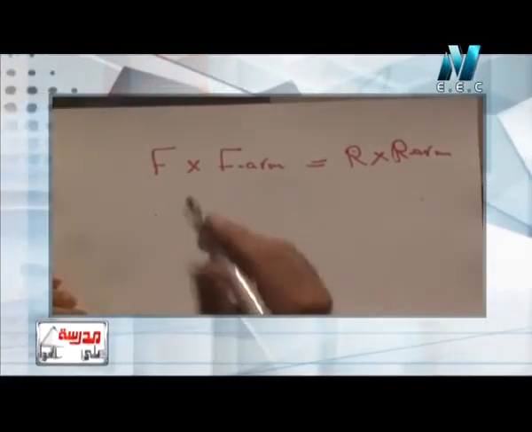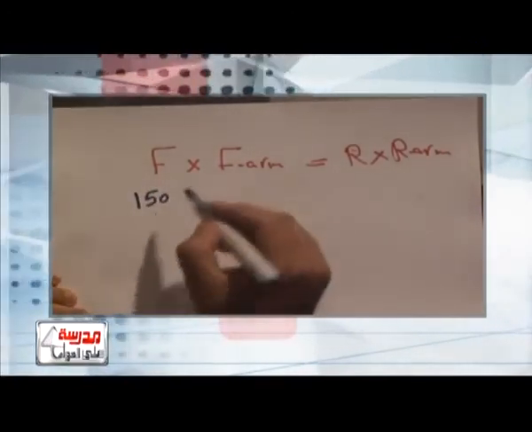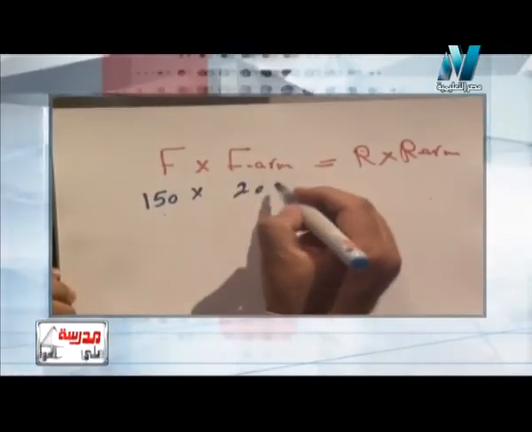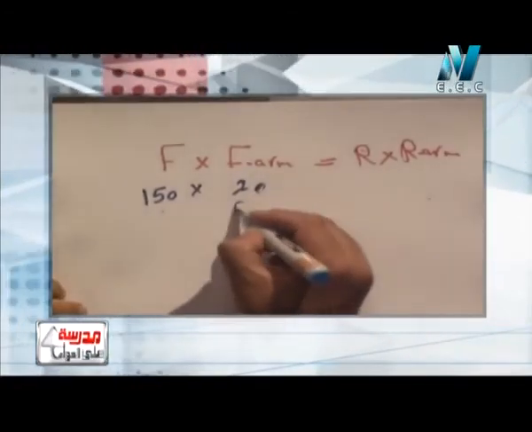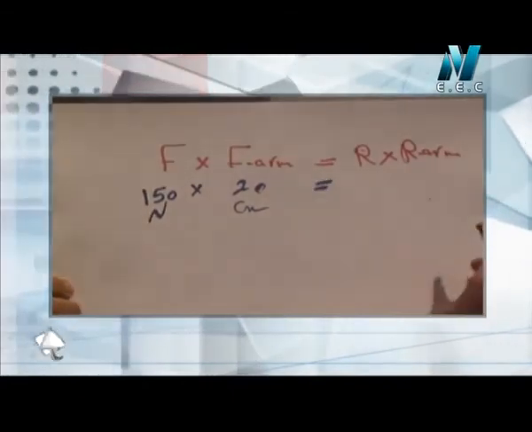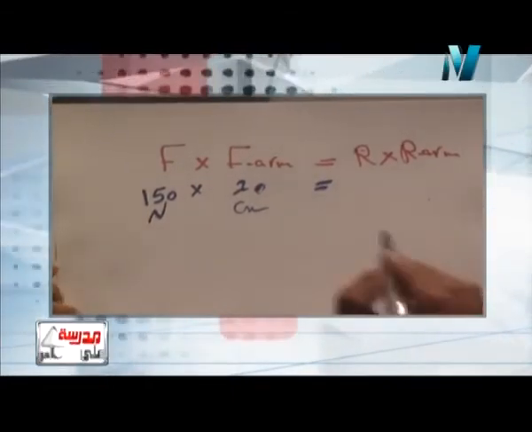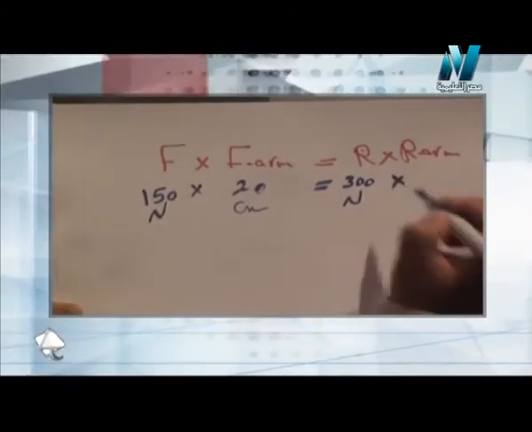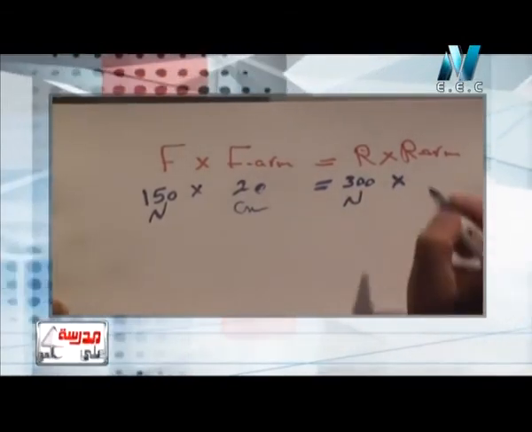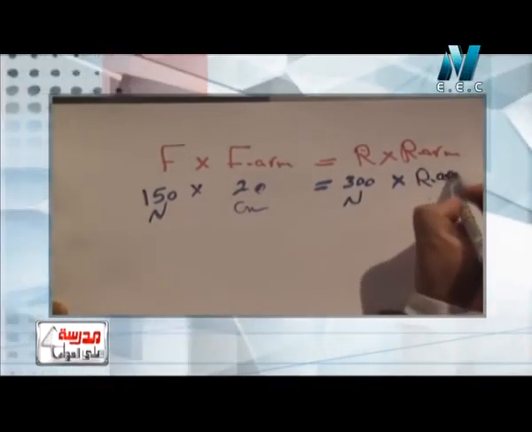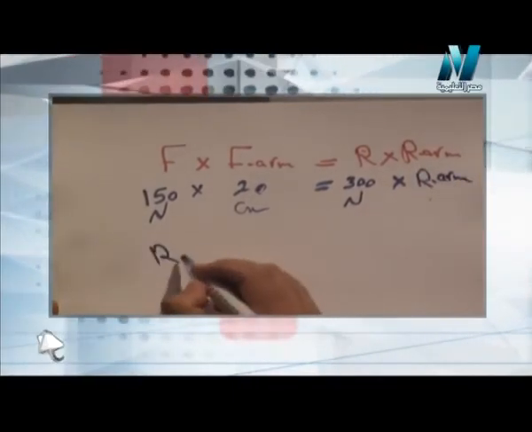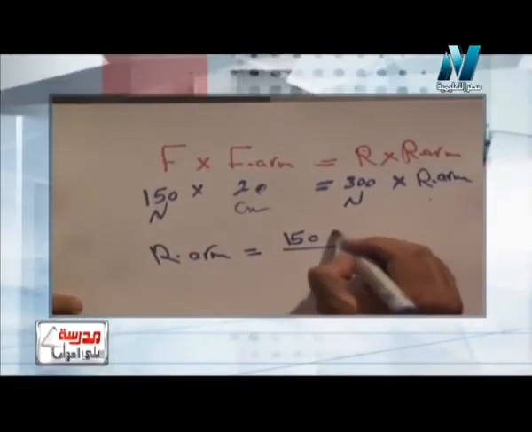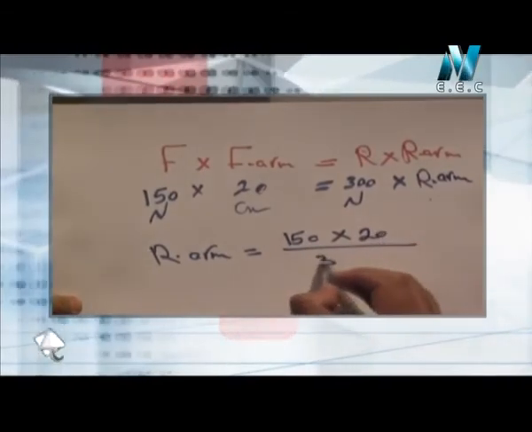Here effort force equals 150 Newton, by what? The length of the force arm is 20 centimeter, equals the resistance, which is 300 Newton. So here he asked me to calculate the resistance arm. Surely the resistance arm will be 150 by 20 divided by 300.